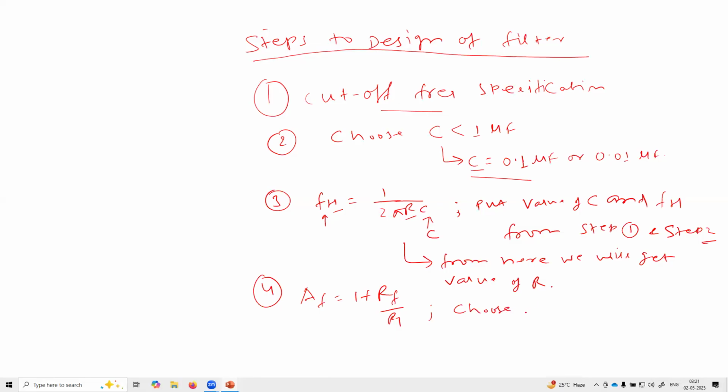Choose R1 and RF based on the gain. Okay, so every value we have in our hand, now we can design our low pass filter.